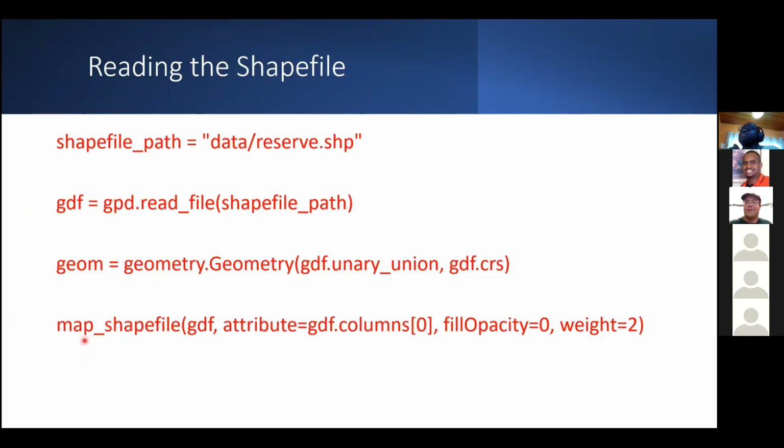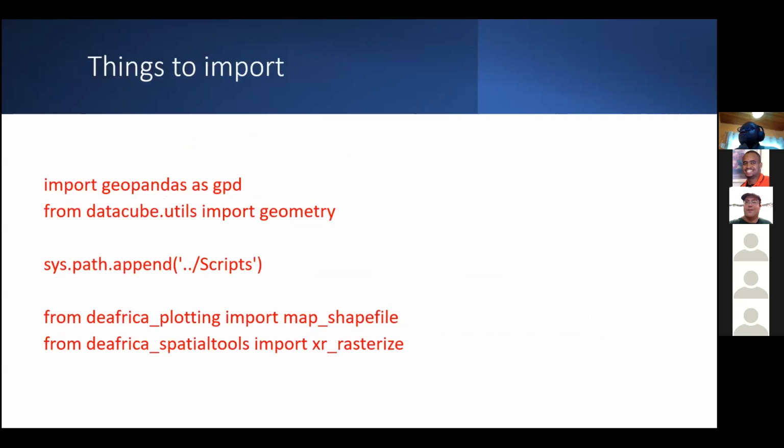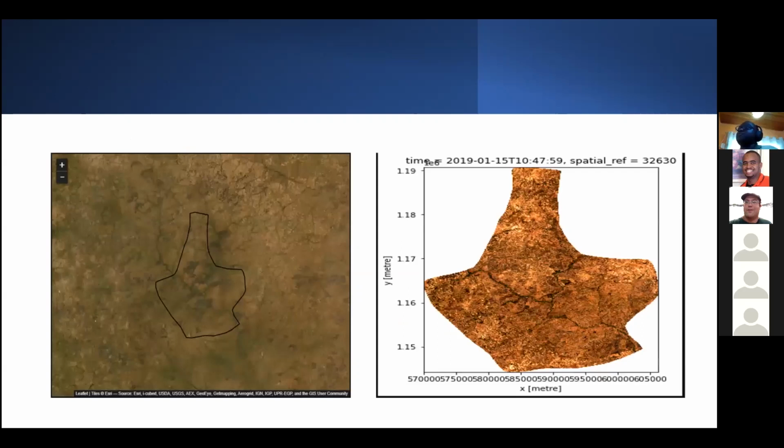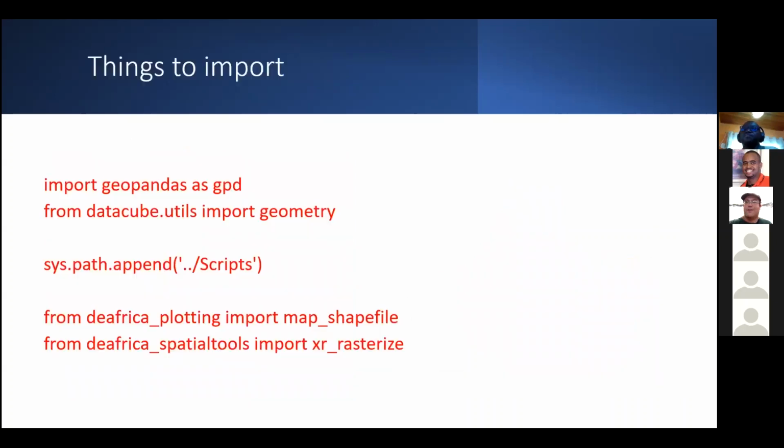Then the next thing is to use the map_shapefile function. Using this function, you'll be able to display the results of the shapefile in this format. It will let you know where the shapefile you just loaded falls on the map.